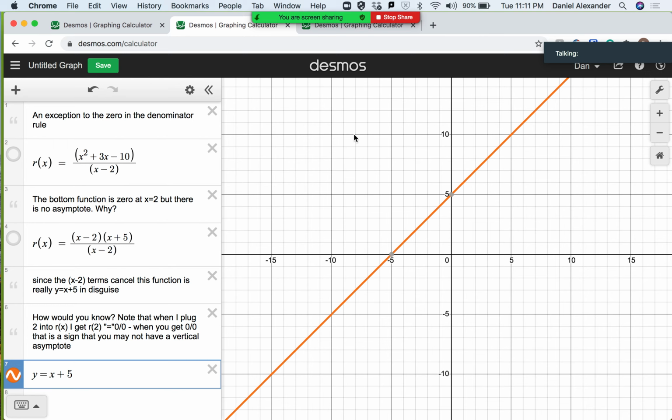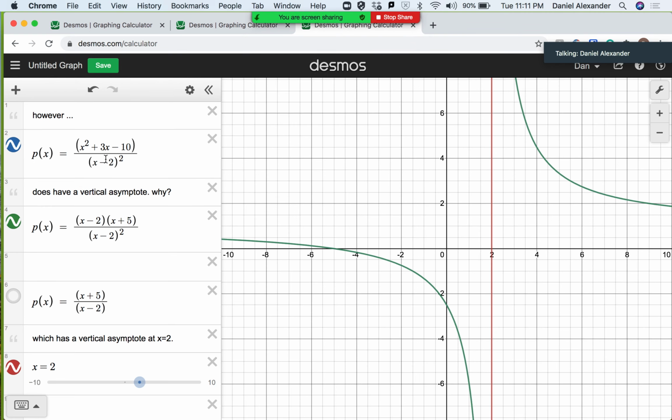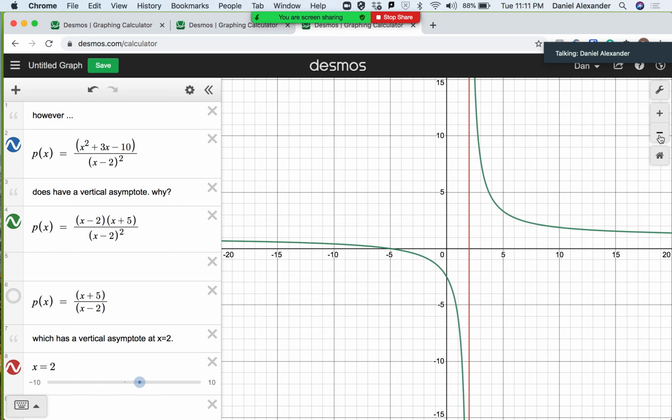That's how I know. Now I'm going to do one more example of 0 over 0 to show you that doesn't always happen. So here's another function. If I plug in 2 again, you're going to see there is a vertical asymptote this time. And notice the only difference is the square term. And so why is there a vertical asymptote here? You can see it develop.